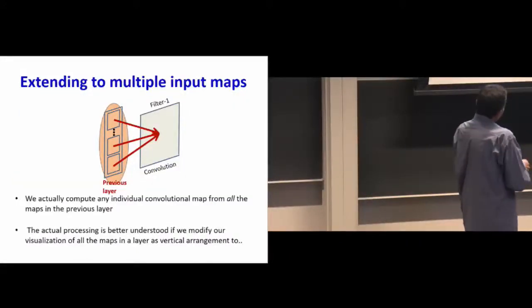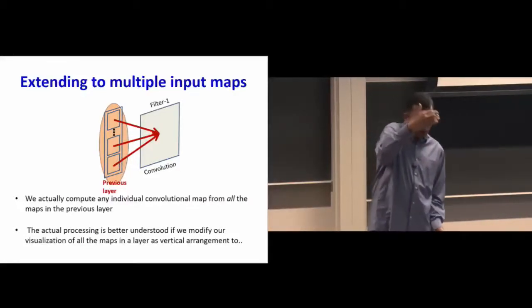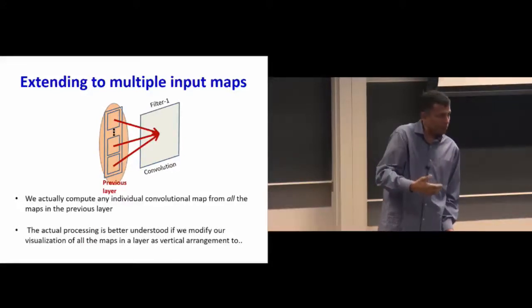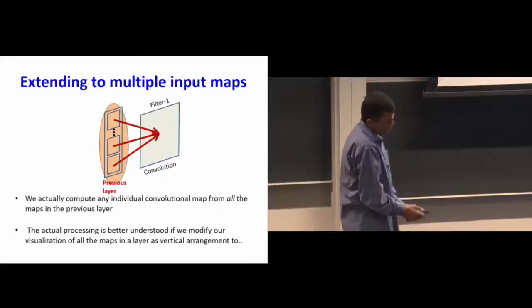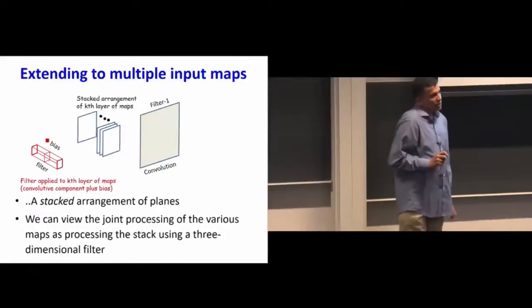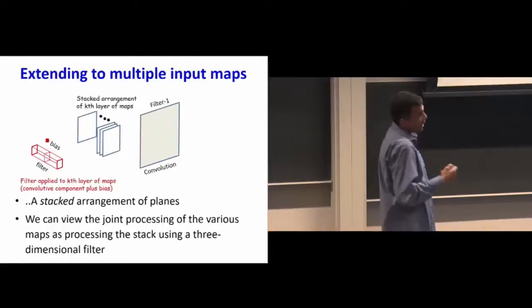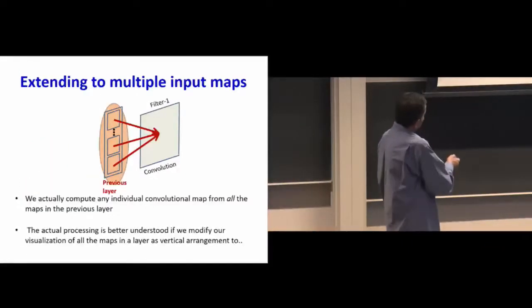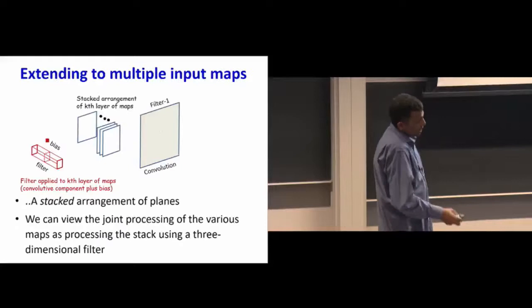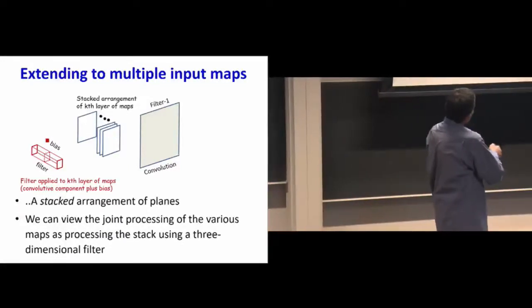So the actual processing is kind of better understood now, because I'm arranging all of these one below the other, that processing is sometimes not very clear to interpret. So this is a different illustration that is visually more meaningful. Instead of showing all of these one below the other, I can arrange them as a stacking, in which case this becomes a three-dimensional structure.